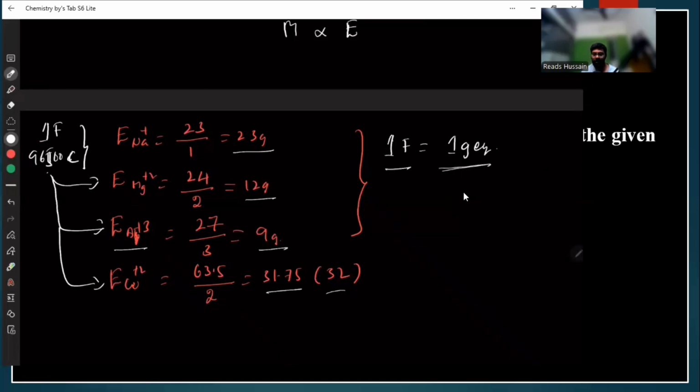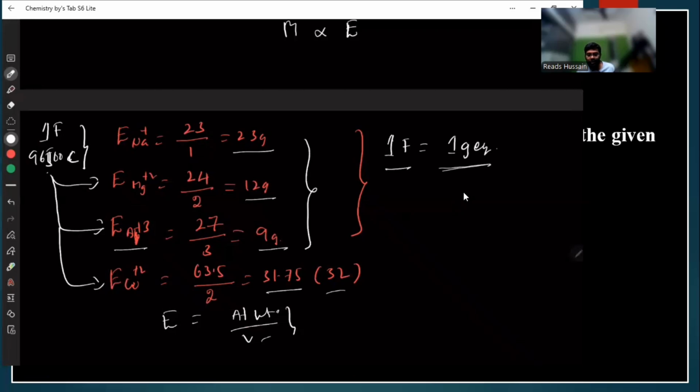So you must and should know gram equivalent weights of the substances. Suppose if I ask you what is the gram equivalent weight of sodium, you have to say 23 grams, or magnesium 12 grams, aluminum 9 grams. These are gram equivalent weights. What are gram equivalent weights? Equivalent weight is equal to atomic weight by valency.